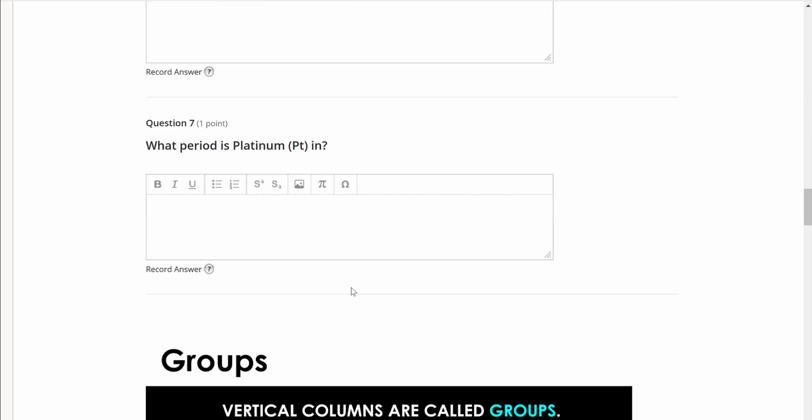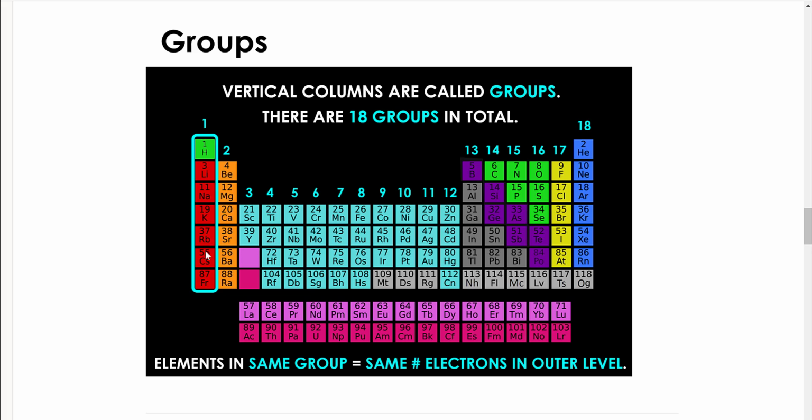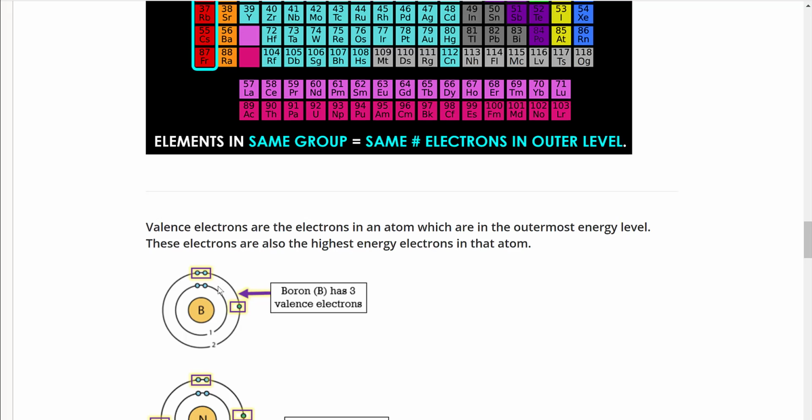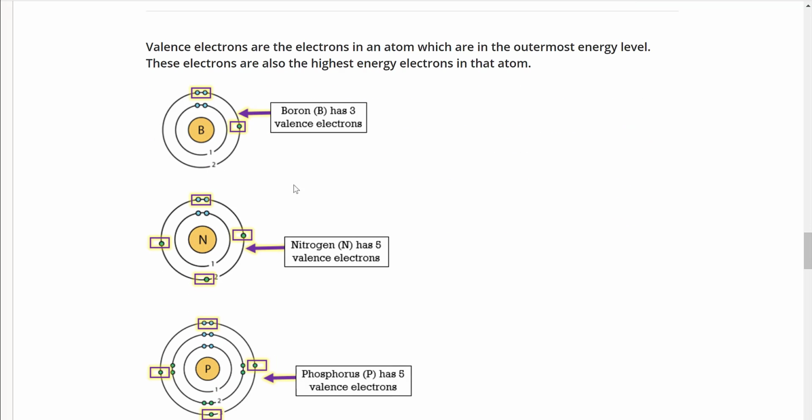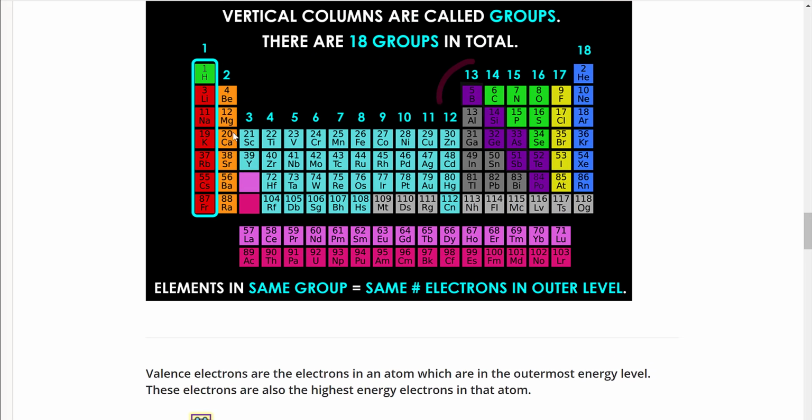And the groups are these vertical columns. The groups tell us how many electrons are in that outer level, and those are called the valence electrons. So the valence electrons are how many electrons are in the outermost energy level. So boron has 3 valence electrons, and we see that there are 2 rings, so that means boron should be found in period 2. If we double check, there is boron. It is in period 2.